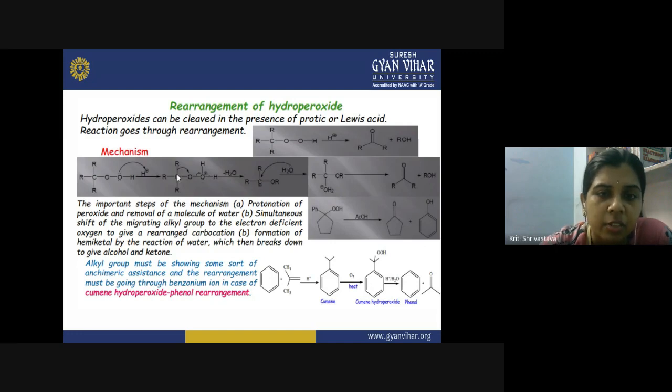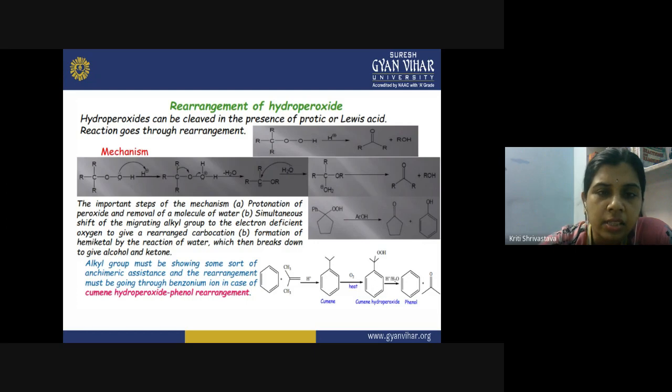As a result of this, what will happen now? You will get the removal of the water molecule, and finally this tertiary carbocation becomes really stable in the presence of water. It is attacked by the water molecule because it is a strong nucleophile, so it attacks on the carbonyl carbon here. And now what happens? The OH2 is attached here, and finally ROH is removed, and you get a ketone here.